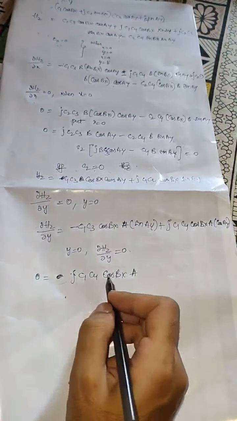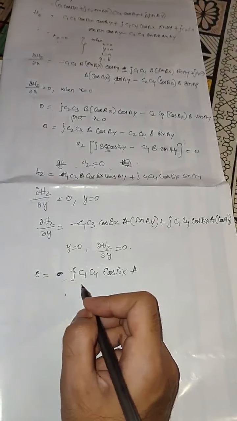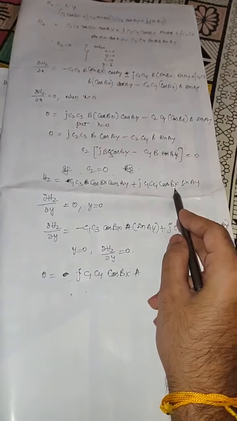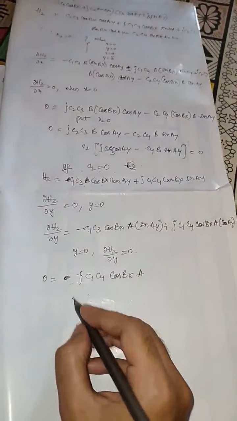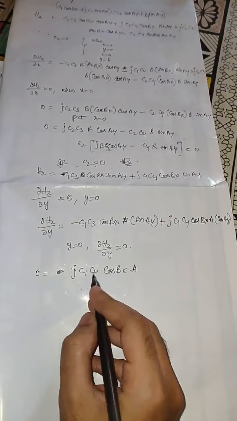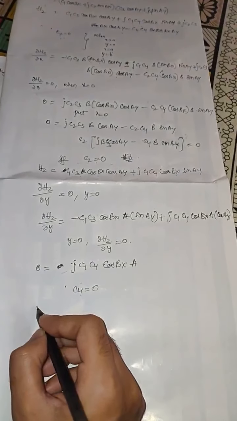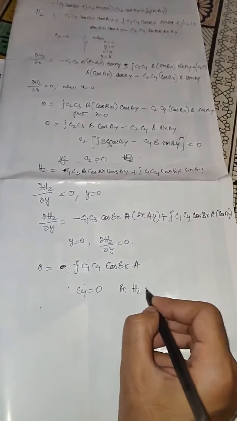Here cos bx is not equal to 0, because x is a variable. If c1 is 0, the entire equation will be 0. If I substitute c1 equal to 0, the entire Hz equation will be 0. Hz cannot be 0 in the case of a transverse electric mode. So we will equate c4 equal to 0, then the equation becomes, if I substitute c4 equal to 0 in the Hz equation.